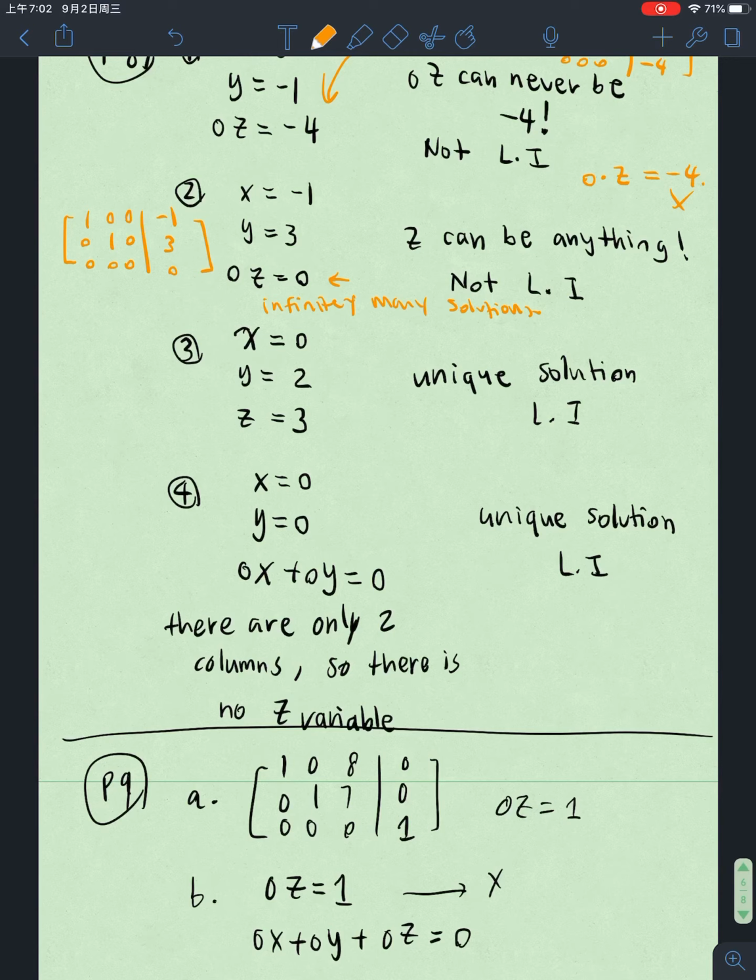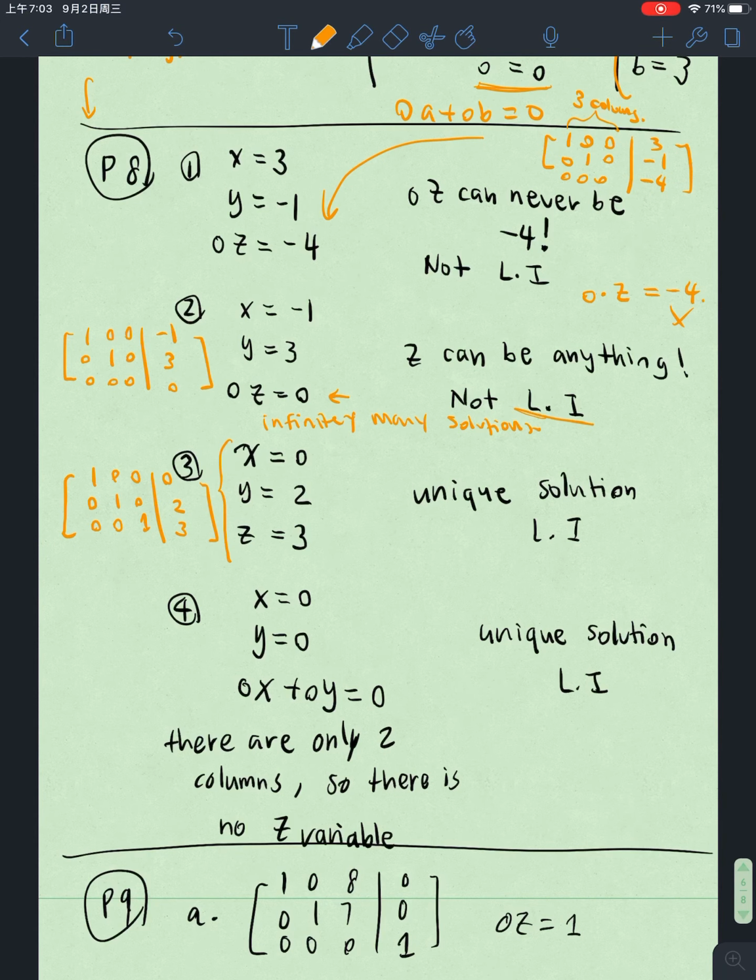The third one, 1 0 0, 0 1 0, 0 0 1, and 0 2 3. We rewrite it, and we can see this is just the unique solution. And for linear independence, I think we can just remember that a set of equations can only be linearly independent when there is a unique solution. If there is more than one solution, it will not be linearly independent.